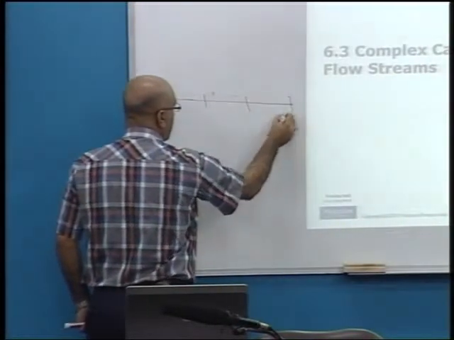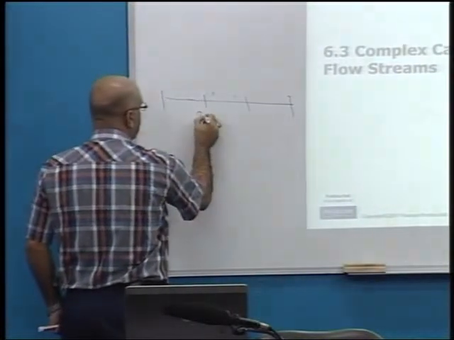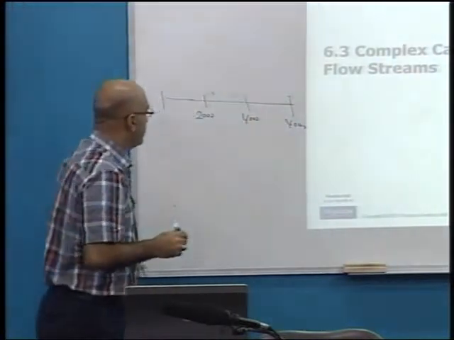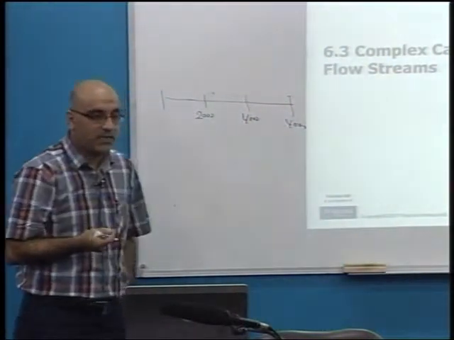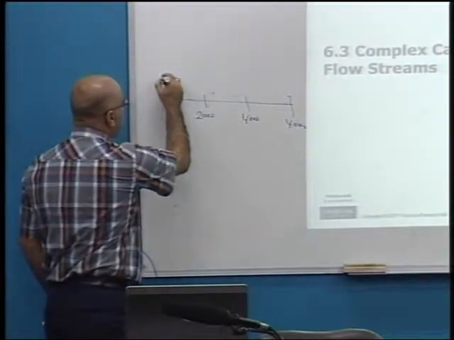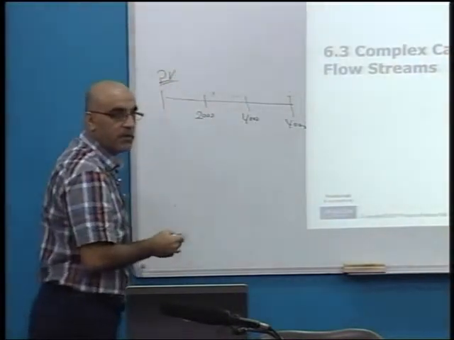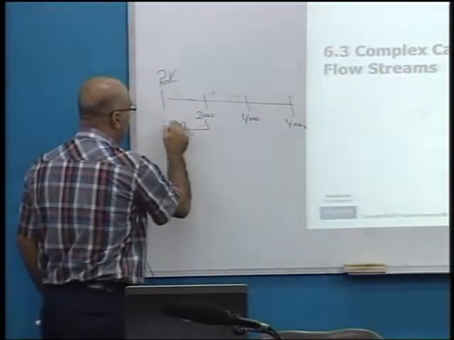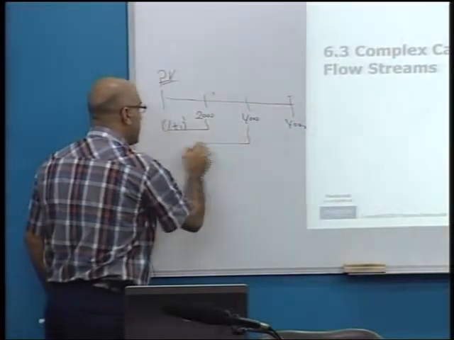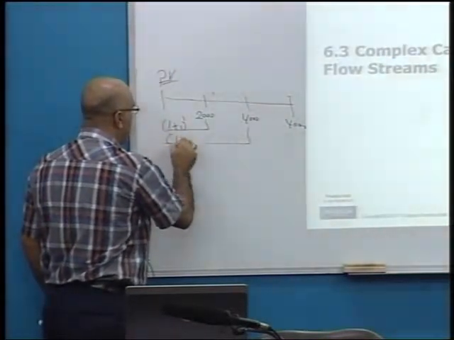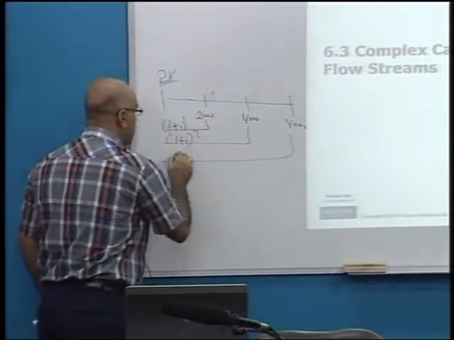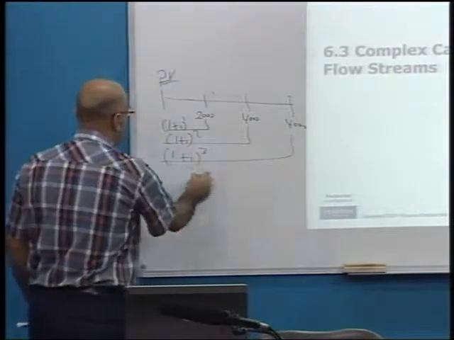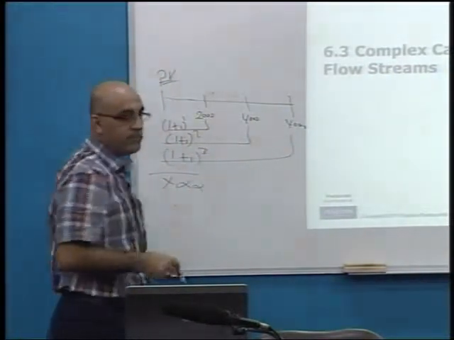One, two, three. We have 2,000, 4,000, 4,000. Okay? So how can we solve this if we want to calculate the present value? This is 2,000 times 1 plus i raised to the power 1, and this one is 1 plus i raised to the power 2, and this is 1 plus i raised to the power 3. If we want to calculate the present value, we have the sum of these.